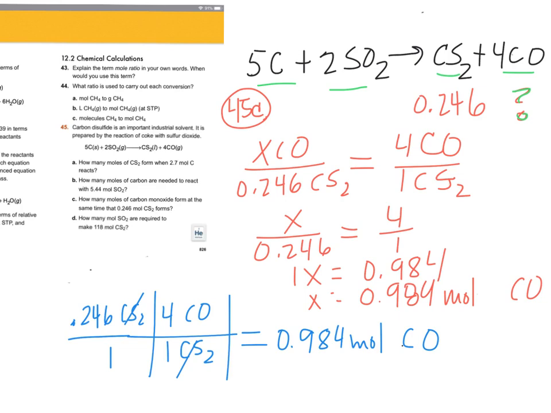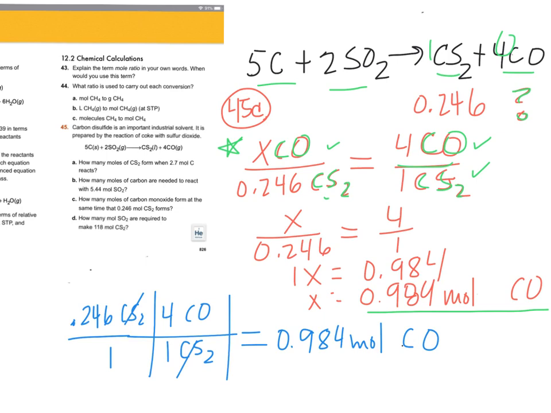So we can do it. In my experience, a lot of kids feel comfortable with the way that I showed you on the other slide, where you compare the ratios X CO to 0.246 CS2, and then I go to my balanced equation and I see that ratio is 4 to 1. It's important when you set these up that your ratios are the same. So here I have CO on the top, CO on the top, CS2 on the bottom, CS2 on the bottom. That's a common mistake. Then you cross multiply and you end up with 0.984 moles of CO.